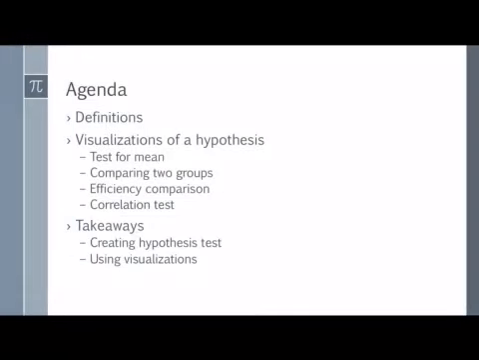Our agenda shows that we will first give some definitions to understand what a hypothesis is. Then we will move on to visualizations of a hypothesis. We will look at 4 different visualizations. The first one is testing for mean. The second is comparing 2 groups. The third is efficiency comparison. And the fourth is correlation test. The last thing we will do is look at some takeaways, creating a hypothesis test and using visualizations.